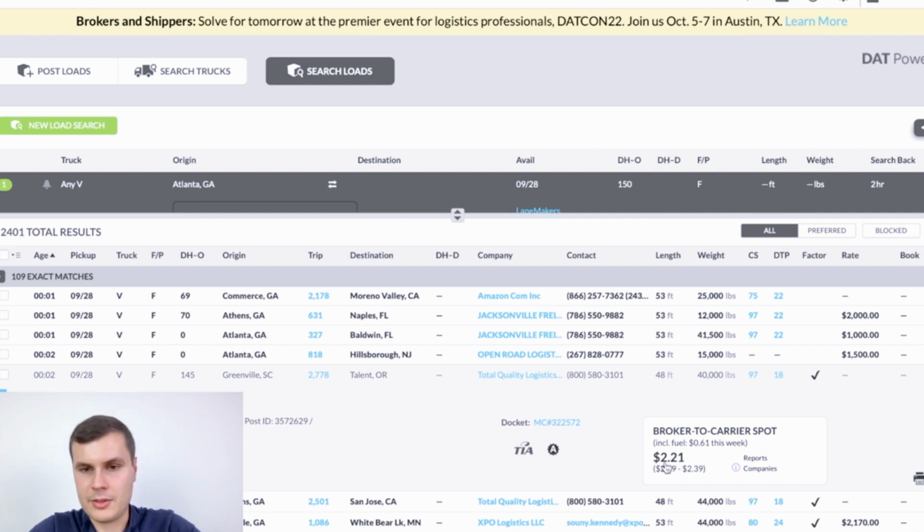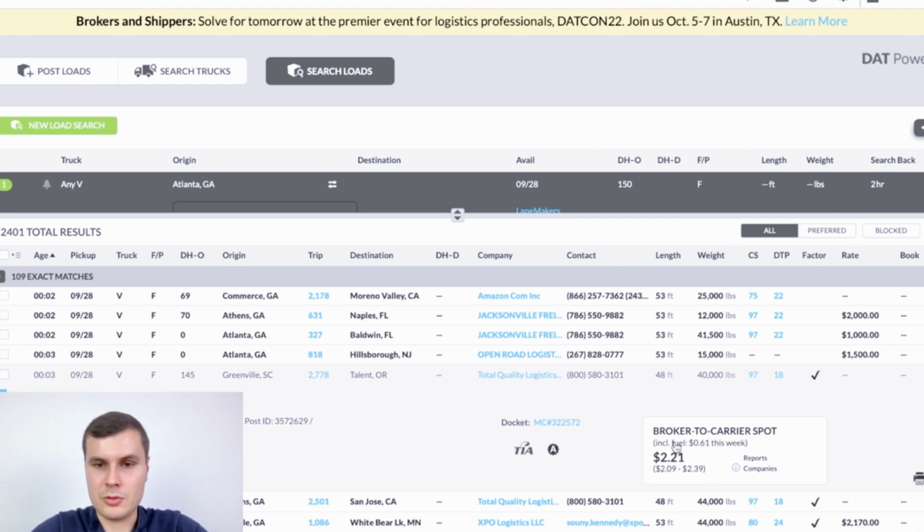Actually, it's very good to pair this with the DAT trend lines. If you go here and see the average rate has been $2.21, you can go back to DAT trend lines, see that percentage change over the week or over the months, and understand, okay, they've been paying $2.21, but the market has actually decreased, and it means I might be looking at a lower rate. Or on the contrary, they've been paying $2.21, but the market has increased, so actually I should be asking for more than $2.21. I should probably be asking somewhere in the higher range of $2.39 per mile or more.